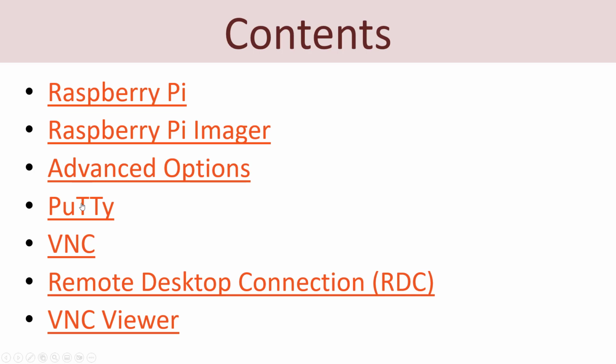I will show how you can use PuTTY, how you set up VNC, and finally how you can remotely control the Raspberry Pi using remote desktop connection. Or an alternative to remote desktop connection is VNC Viewer, which I also will show how you install and how you can use.